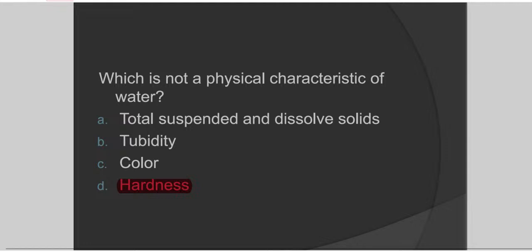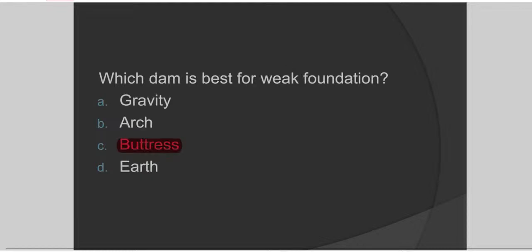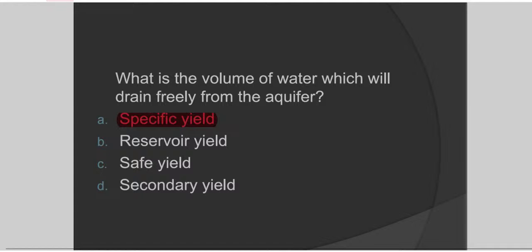B. Turbidity. C. Color. D. Hardness. Which dam is best for a weak foundation? A. Gravity. B. Arch. C. Buttressed. D. Earth. What is the volume of water which will drain freely from the aquifer? A. Specific yield. B. Reservoir yield. C. Safe yield. D. Secondary yield.